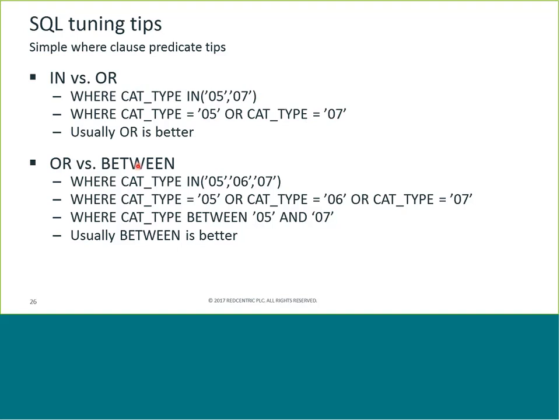OR versus BETWEEN, this is the same rules we had for ideal in full constructs. Here we've got the category type, and it is a range, it's 5 or 6 or 7. 5 or 6 or 7 is usually faster than coding as an IN. But faster than that, much faster than that, is using BETWEEN. Because again, this is a single traversal of the data. BETWEEN is inclusive, so between 5 and 7 will get you the same data, but it will get it faster. Usually BETWEEN is faster.